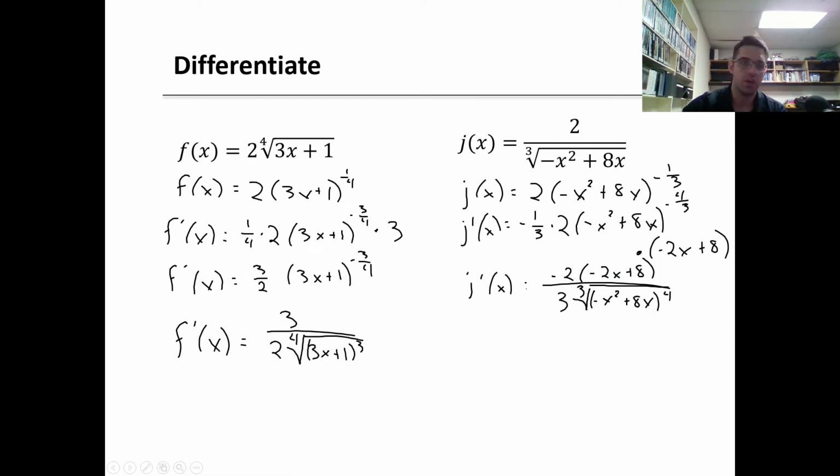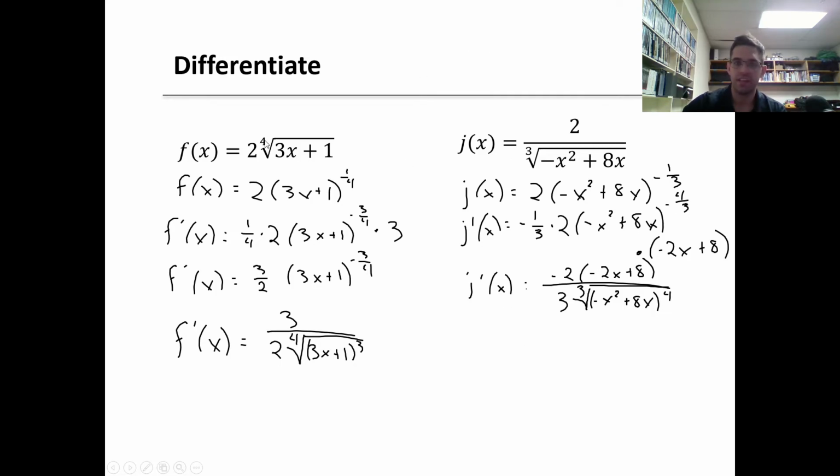Two more examples. Another radical example. So we could turn the radical into an exponent, and we could do power rule. And then we notice since we have an inside function of 3x plus 1, we're going to do chain rule as well. So once we do the power rule, we'll multiply this whole thing by the derivative of 3x plus 1, which is 3.